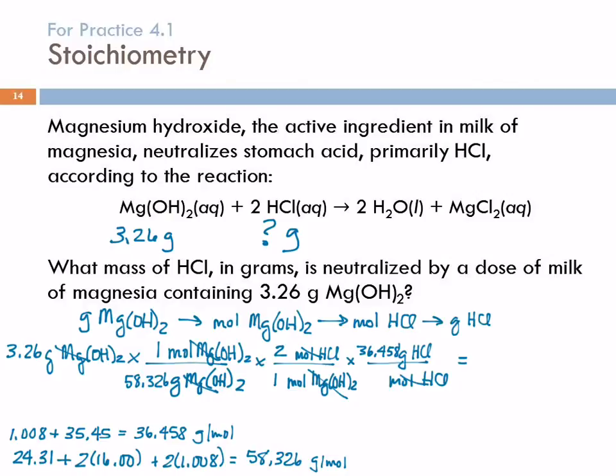When you put all the units in first, then you don't have to think about, am I supposed to multiply or divide by that molar mass? The molar mass number is the mass of 1 mole, so the number always goes with the grams. 3.26 divided by 58.326 times 2 divided by 1, not divided by that, times 36.458 equals.